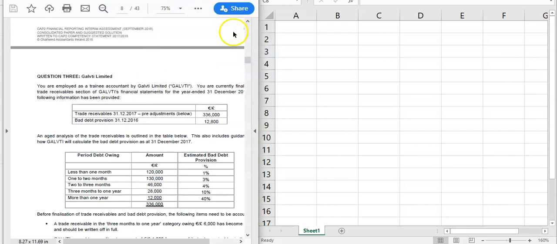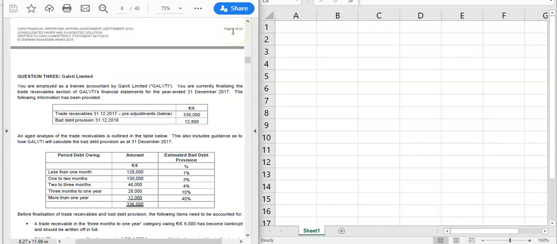What we're looking at here is you're given the trade receivables figure. Be careful with your dates: at the end of 17, pre-adjustments, so we know we have to adjust it. That 336 is split down here in terms of an aged debtor analysis. And you're told the opening bad debt provision. Remember, the end of 16 is the start of 17, so watch your dates there. That's 12.8, and they tell you how to calculate the closing provision.